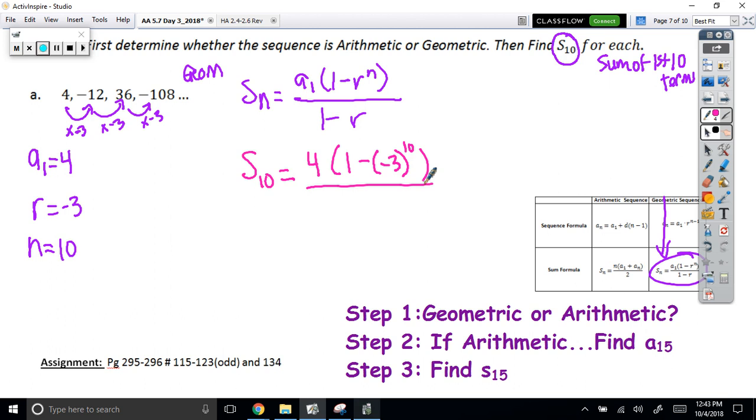So I would highly suggest you put parentheses around r before you raise it to the power. And then all over 1 minus a negative 3. Now these two, since it's just subtraction, no exponents, those will become a plus. Right? But upstairs you can't do that because, again, we have to do the 10th power before we do the subtraction.